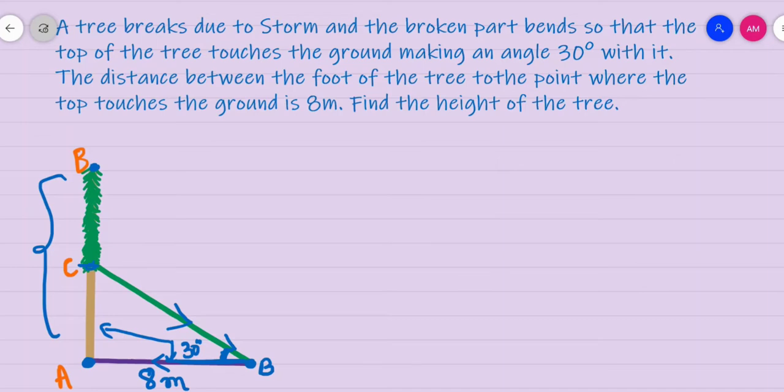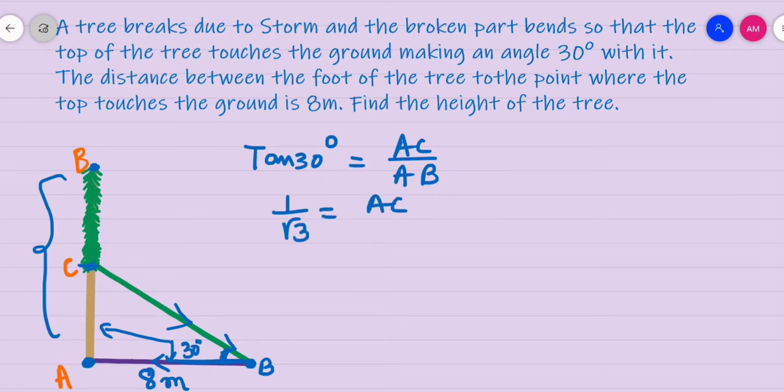From opposite side and adjacent side, you get tan angle. See, tan of 30 degrees will be equal to AC by AB, opposite side by adjacent side. Now tan of 30 degrees, how much? Tan of 30 degrees is 1 by root 3. You don't know how much AC is, but you know AB. AB is equal to 8. So when you cross multiply, AC will be equal to 8 by root 3. Now this part is equal to 8 by root 3.